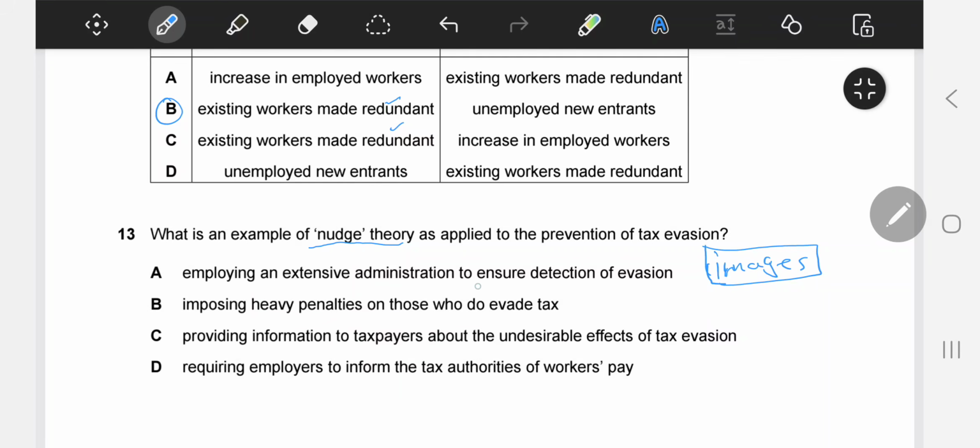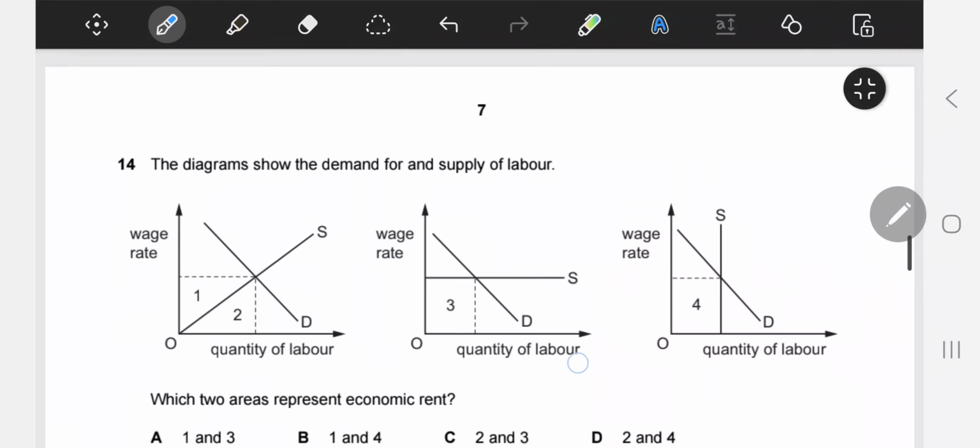Employing an extensive administrative, no, that's not nudge theory, that's false. Imposing heavy penalties, again, that's false. Providing information to taxpayers about the undesirable effects of tax evasion, this could be it. Requiring employers to inform the tax authority, again, that cannot be the correct one. So for 13, nudge theory would be C. Let's go on to 14.